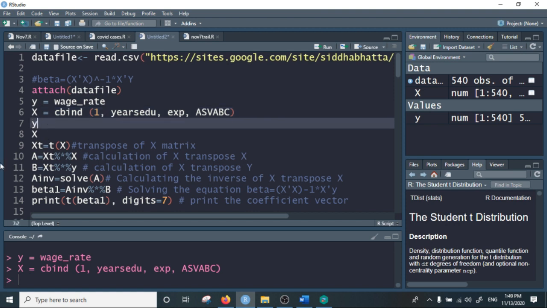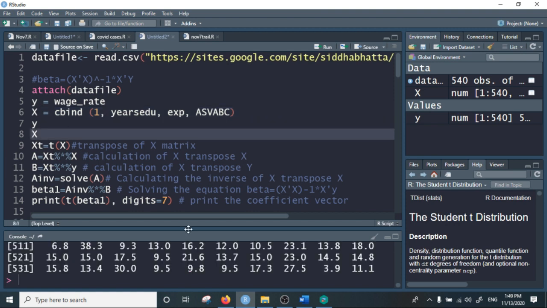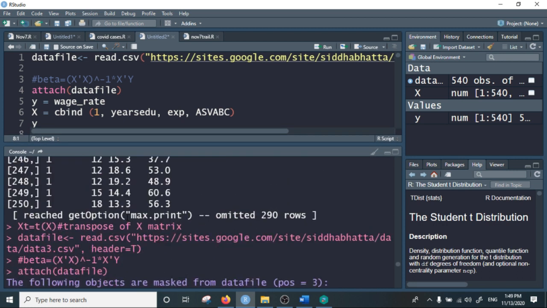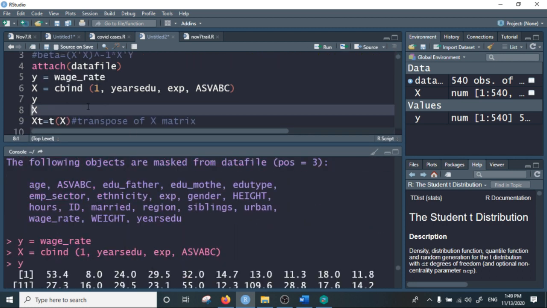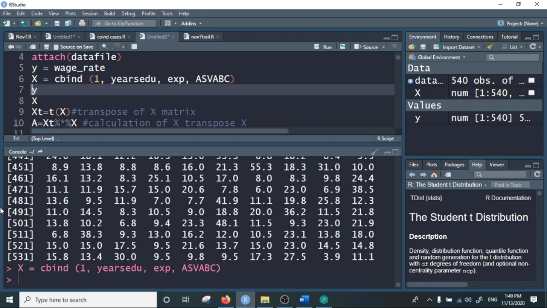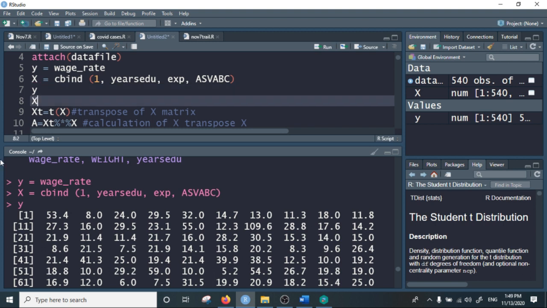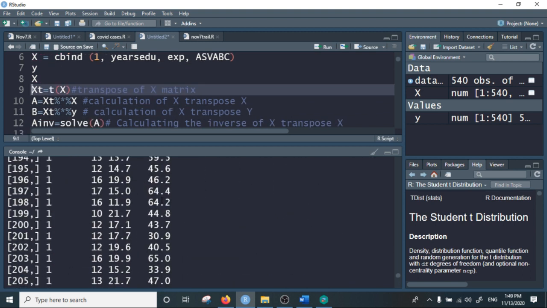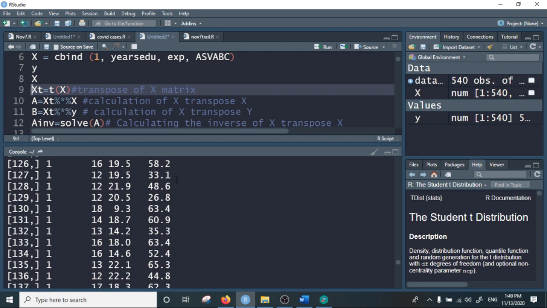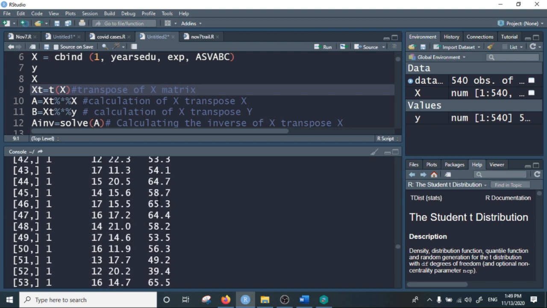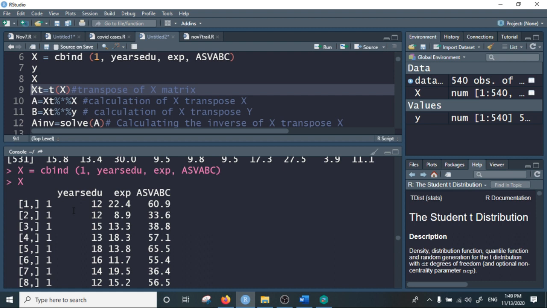We can look at the object y. So y simply consists of the values of wage rate, and the x matrix consists of 4 columns. The first column is simply ones. The second column is the values of years education. The third column is the value of experience, and the fourth column is the value of the cognitive ability score.